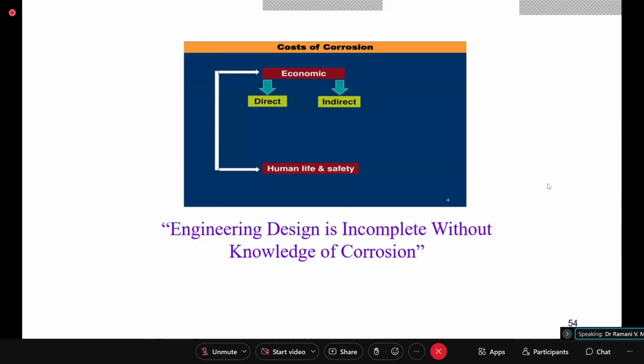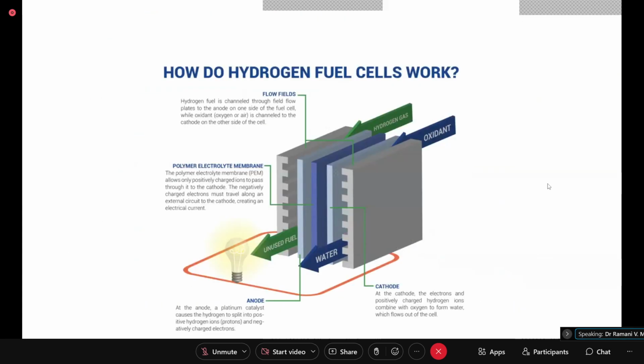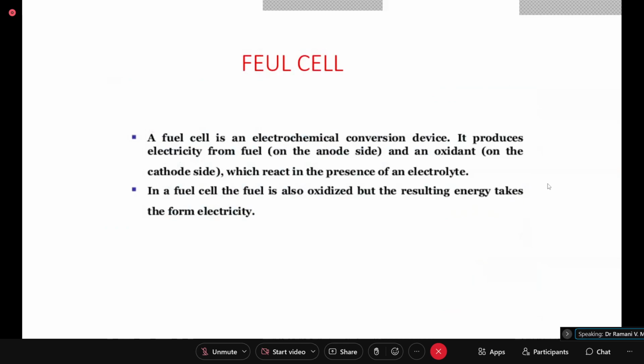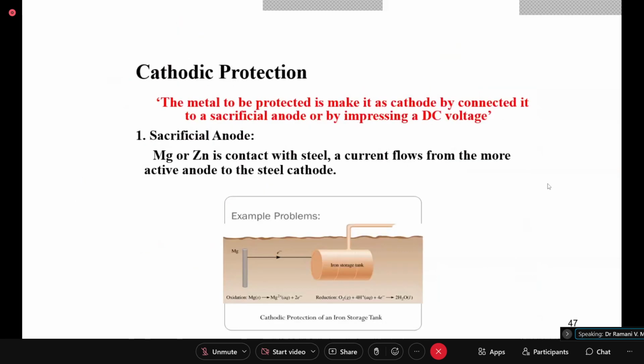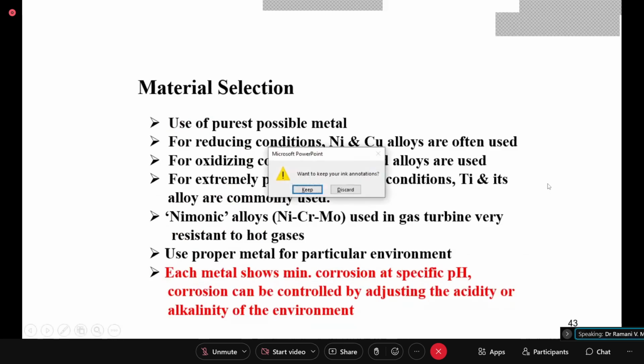So how much is remaining? Okay, fuel cell and numericals. So fuel cell is okay. It is a 10 minutes matter. So Monday we will complete the corrosion part. Okay. Yes, ma'am, there will be lab tomorrow.